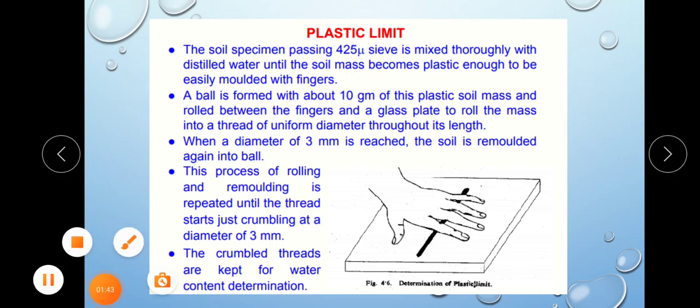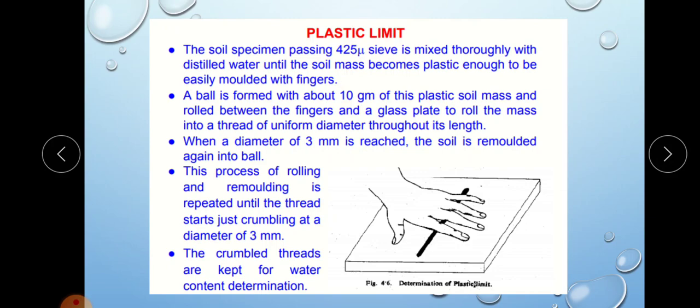So by this experiment, the plastic limit is the water content at which the soil can be rolled into a thread of approximately 3 mm in diameter without crumbling. So this is the procedure for calculating the plastic limit. We have to calculate the water content, so for that, the crumbled threads are kept for water content determination, and that water content is the plastic limit of that soil. So this is the experiment to find the plastic limit of the soil.